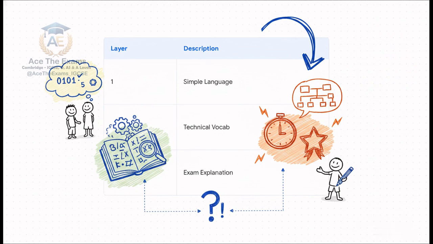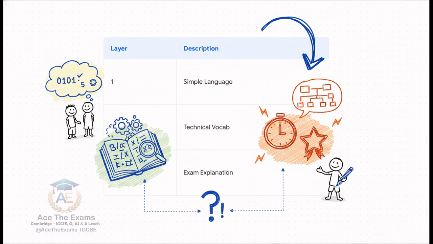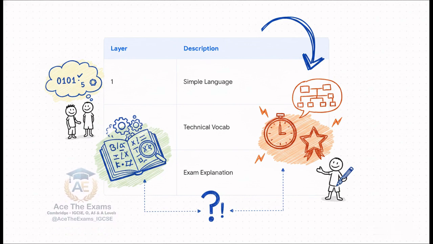Then we move to Layer 2, technical vocabulary. This is exactly where our first student Alex usually stops and gets stuck. Alex writes, hexadecimal is a base 16 number system using 0 to 9 A to F to represent 4-bit nibbles. Better? Yes, but still not enough for top marks.